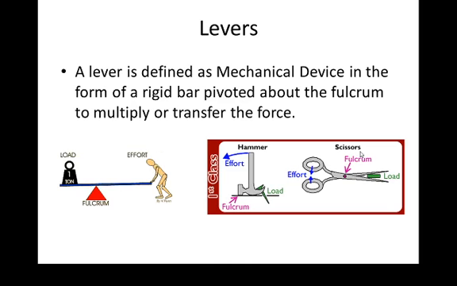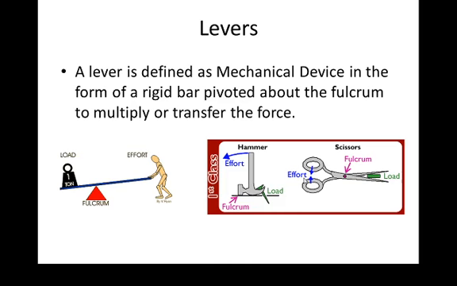Similarly for the scissors. Now we are applying a load. This is the load and these are the effort arms. Using the fulcrum at the effort arm, we apply the force at the effort, and automatically the operations to be carried out by the scissors will be completed.